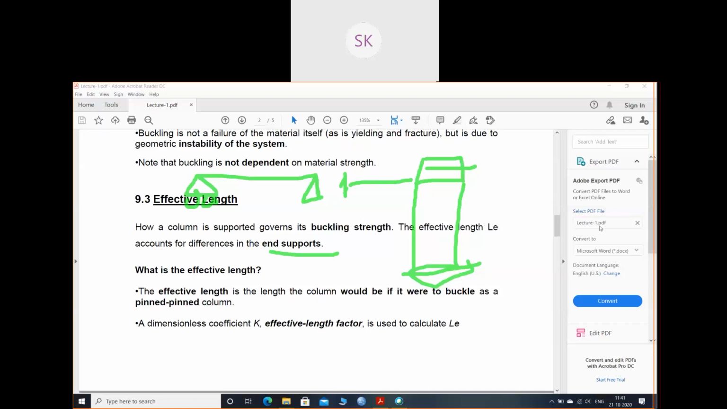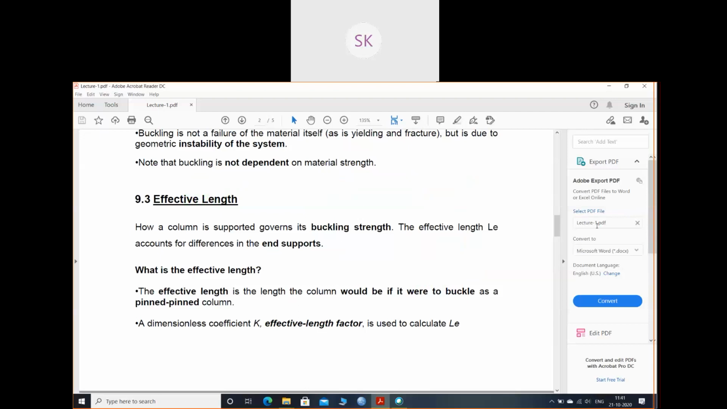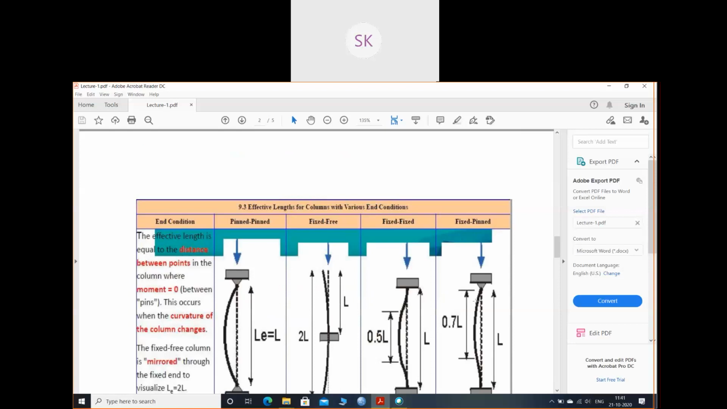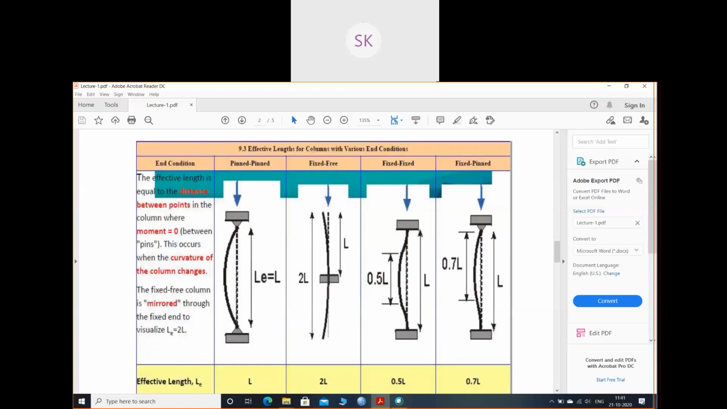So let's discuss what is effective length. Effective length is the length the column would be if it were to buckle as a pin column. The dimensionless coefficient K, the effective length factor, is used to calculate LE. So now there is a formula to calculate LE. See the table of effective lengths for columns with various end conditions. The effective length is equal to the distance between points in the column where movement equals 0, between pins. This occurs when the curvature of the column changes.